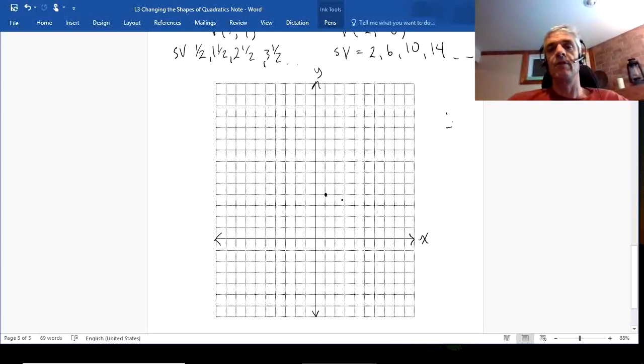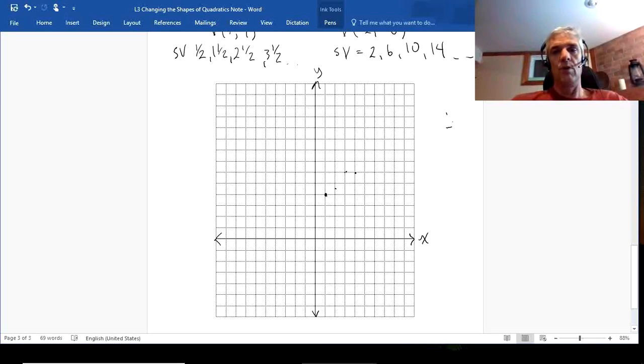Now I can label the vertex, but I do find sometimes if I label the vertex, it kind of clutters my graph, especially if I'm going to do multiple parabolas on one grid. So in this case, 1 over, up a half. That's my step value. I'm using the step value right here. Okay, 1 over, up 1.5, and I'm just gently plotting these points in.